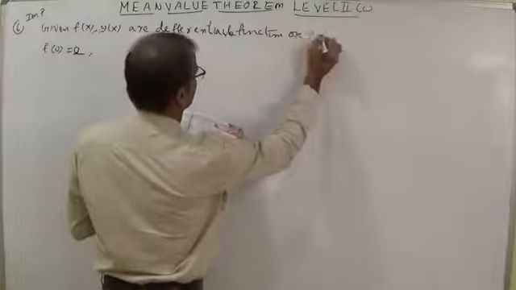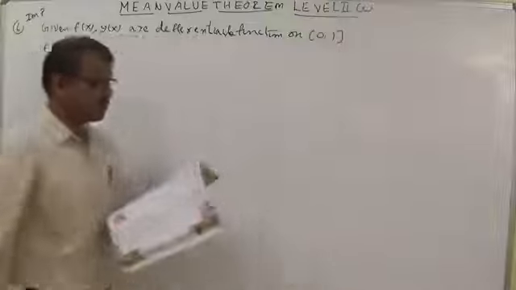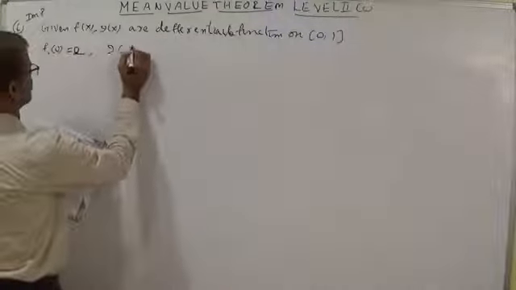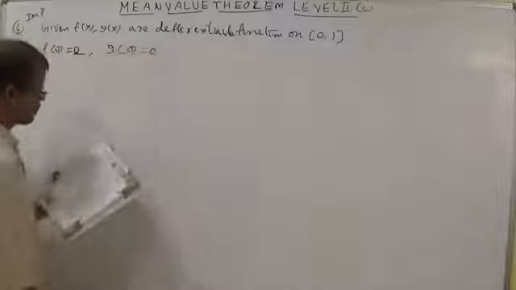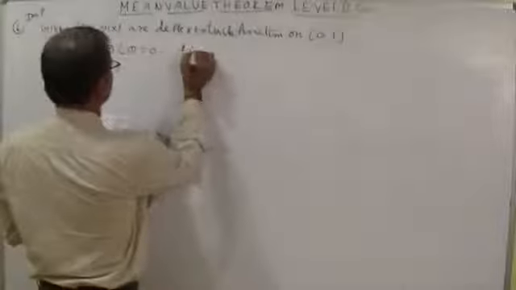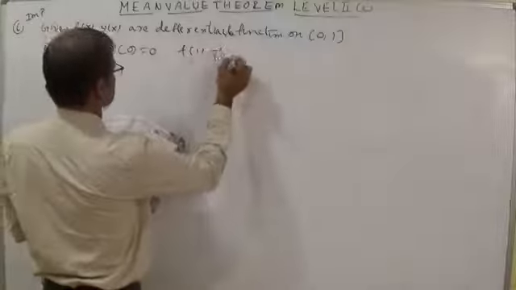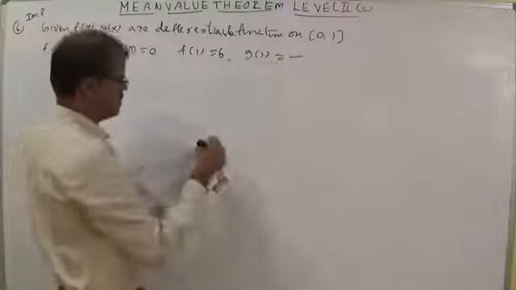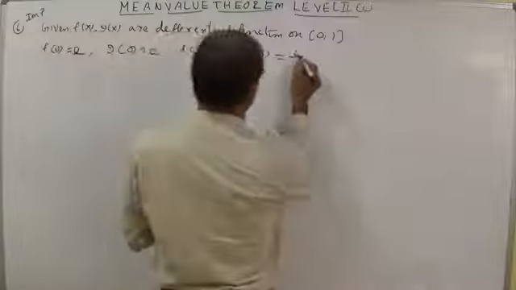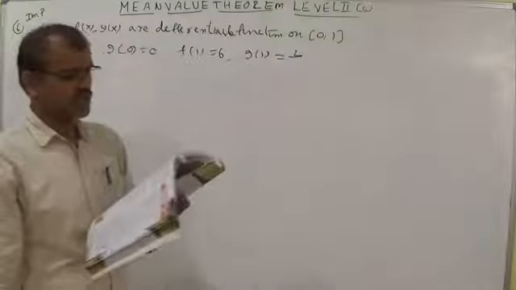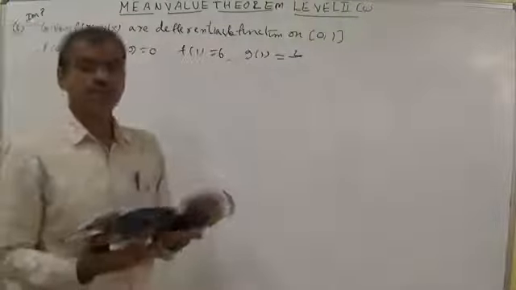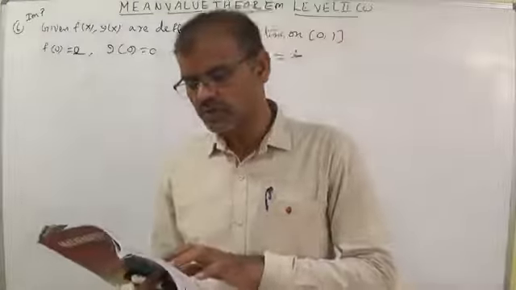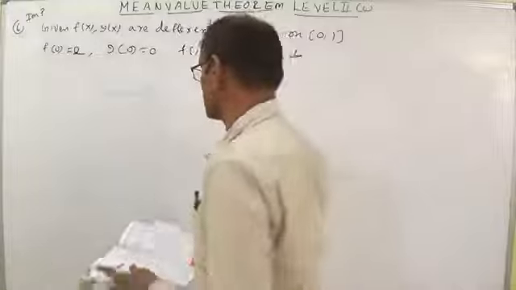On the closed interval [0, 1] it is given that f(0) = 2, g(0) = 0 and f(1) = 6. Then g(1) is also 2, given. Then there exists c with 0 < c < 1 such that f'(c) equals what is asked.